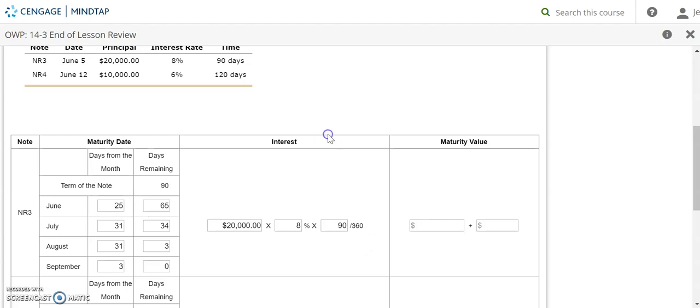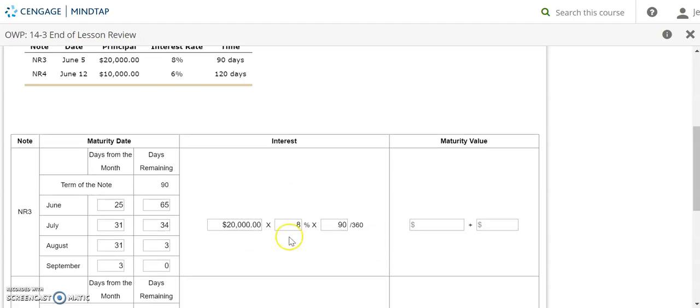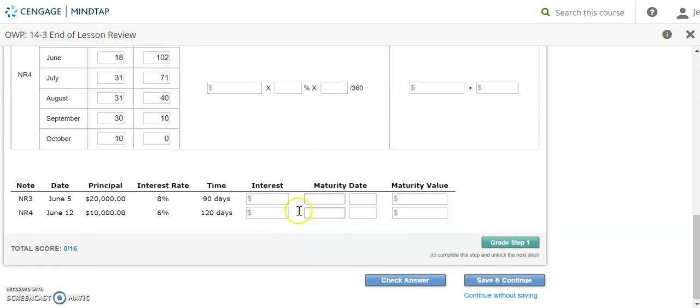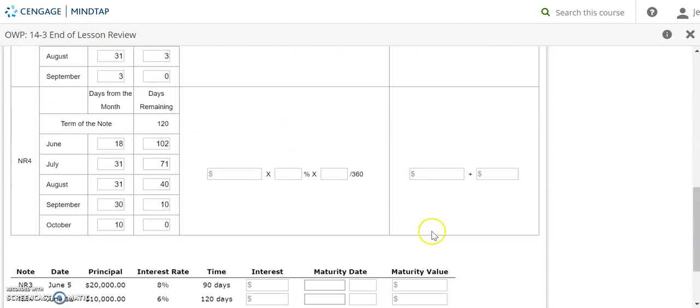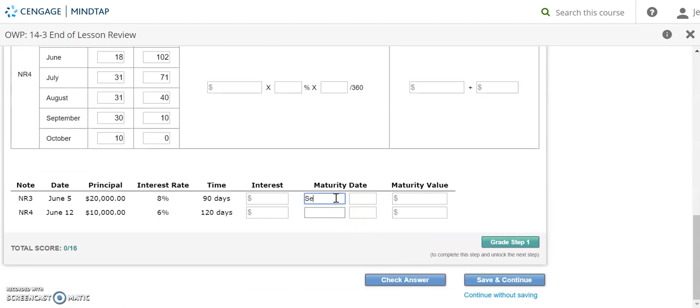Oh, you know what? I'm going to go down here. Sorry. I'm going to fill this in as we already figured out September 3rd. So I'm going to go here and say September 3rd. And then for the next one, we said October 10th. So I'm going to fill that in.